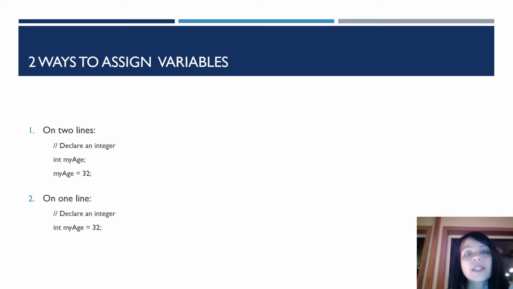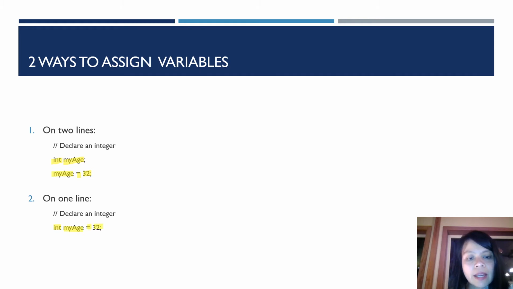Okay, so there's two ways to assign a variable. You can do it on two lines. So first you declare an integer, integer my age, and then assign a value to that. My age equals 32, which is not my age at all. And then you can do it on one line: integer my age equals 32.